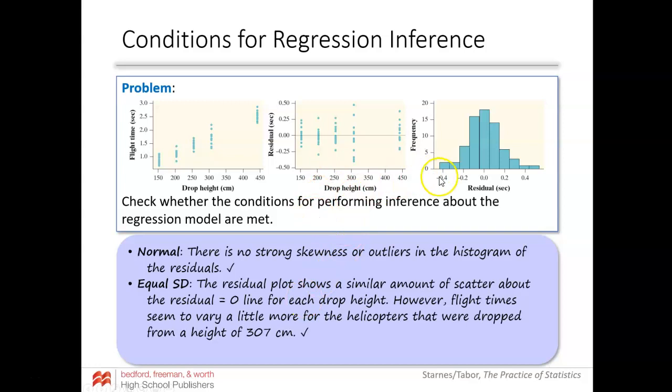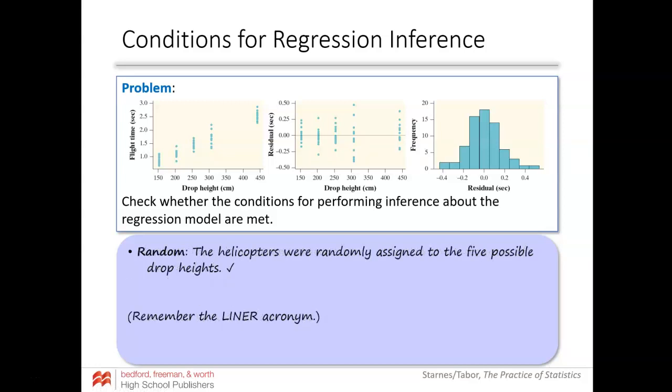All right, normal. If you look at the residual plot histogram, you'll notice that there's no skewness, no strong outliers, so that's a check on the normal. And then for equal standard deviations, I know something kind of weird happened here at the 300 drop height, but if you kind of look amongst them, it looks pretty good. There is something weird happening with the residual variability here at 300, but we can investigate that with a different sort of experiment or study. But for now, we're going to say, sure, good enough for the equal standard deviations check. And then random. Remember, the helicopters were randomly assigned to the different drop heights. So they didn't pick their finest and best and purposely put them anywhere.